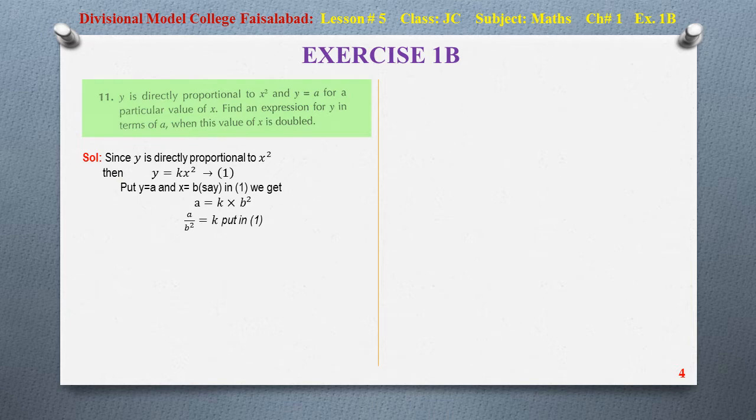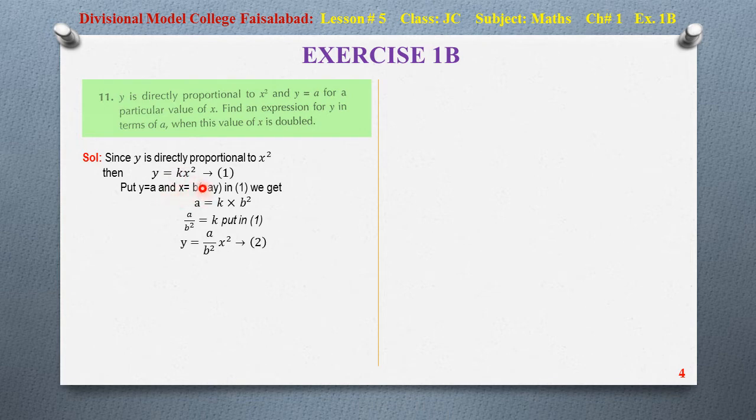And from here we get the value of k, which is a over b square. Put this value of k in equation number 1 and we get equation number 2: y is equal to a b square over x square. Now it is said, find an expression for y in terms of a when this value of x is doubled. This value of x means this initial value of x. When you double this value of x, what is the value of y?